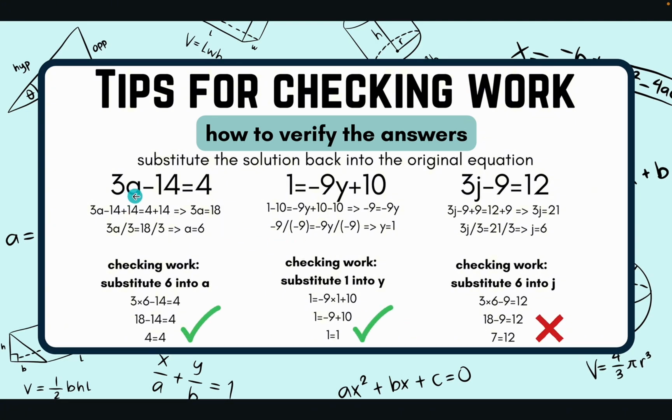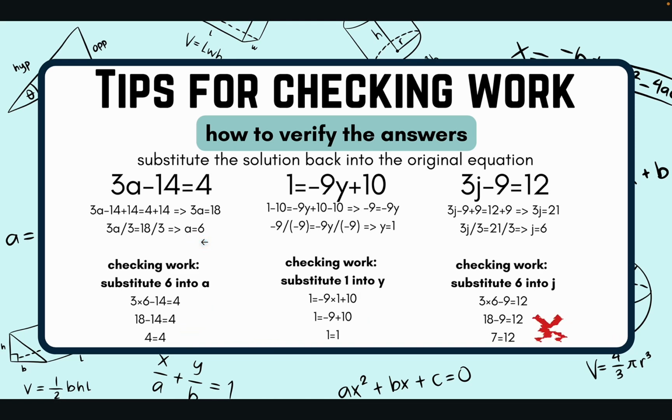So first, 3a minus 14 equals 4. To use this method, you should first get the value of a. So let's solve this equation. 3a minus 14 plus 14 equals 4 plus 14. That becomes 3a equals 18. Since it's 3 times a, we need to divide both sides by 3. So then it becomes 3a over 3 equals 18 over 3. And that is a equals 6.